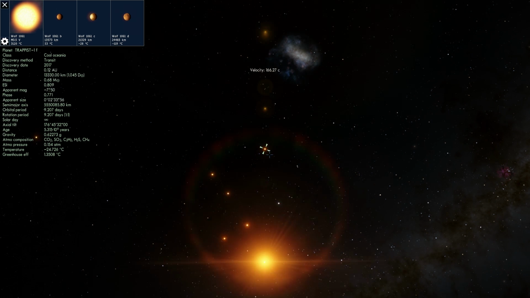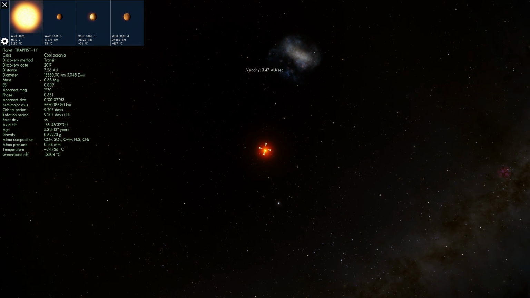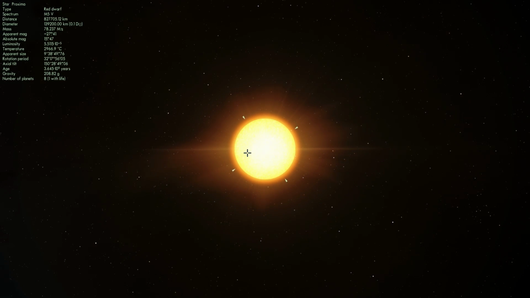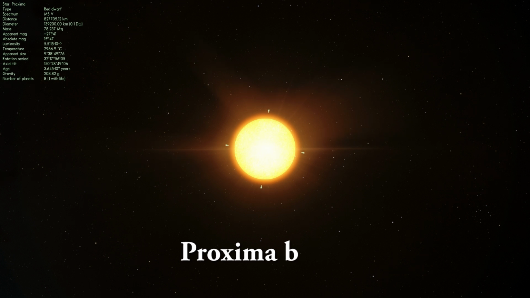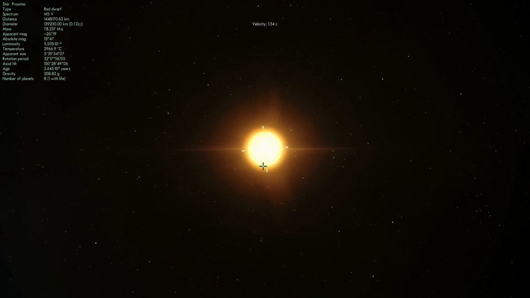So we're going to move on to the last terrestrial object, the closest to us, the most exciting that we might actually have a chance to visit in the next few decades, Proxima Centauri. Now, Proxima Centauri is the closest star to us. It's only about 4.2 light years away. And it does have at least one terrestrial planet.